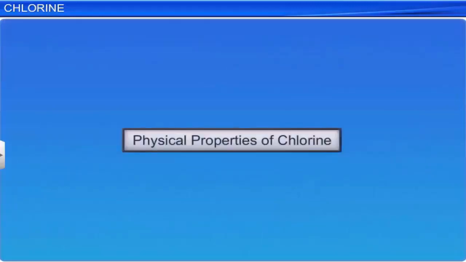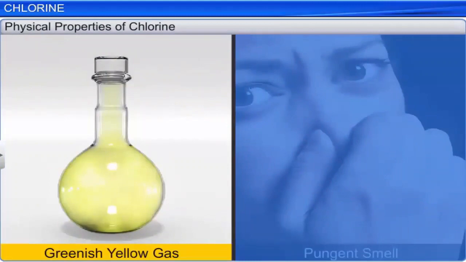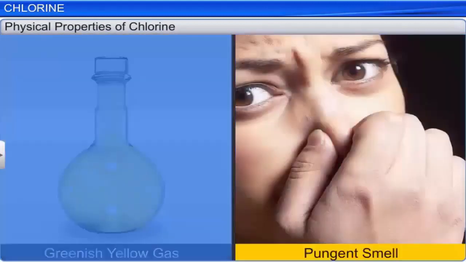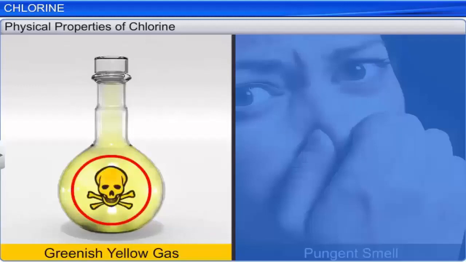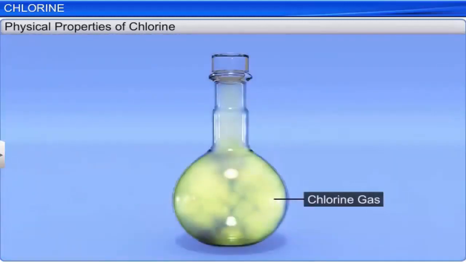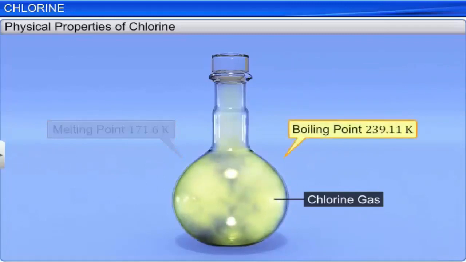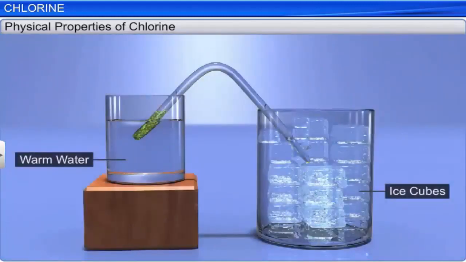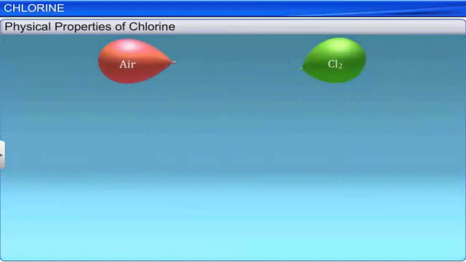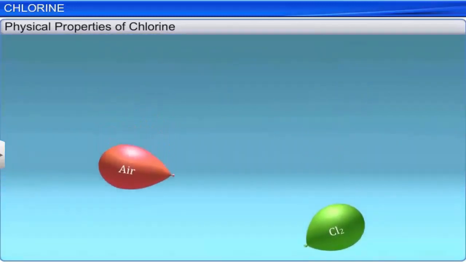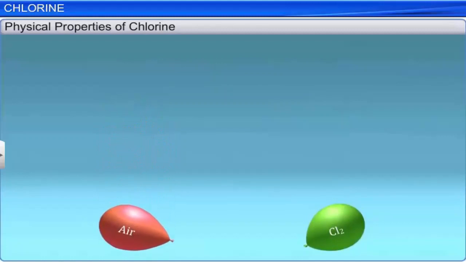Let us now look at the physical properties of chlorine. It is a greenish-yellow gas with a pungent smell. It is poisonous in nature. It has a melting point of 171.6 Kelvin and a boiling point of 239.11 Kelvin. It can be easily liquefied. It is about 2.5 times as heavy as air. It is fairly soluble in water.